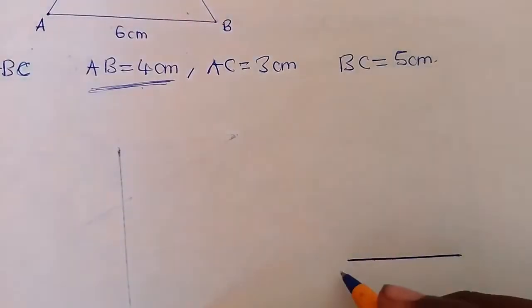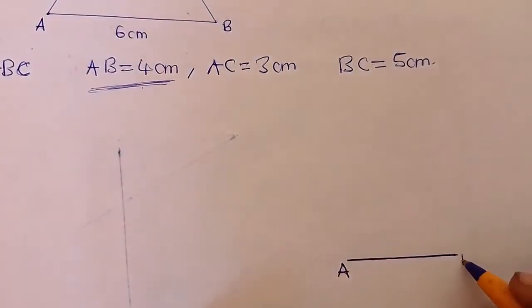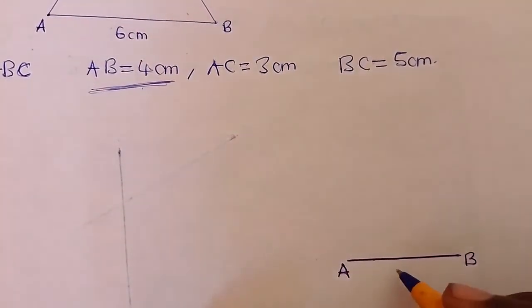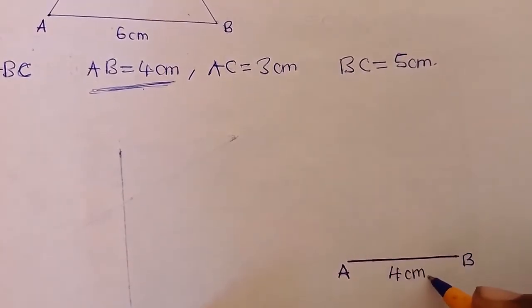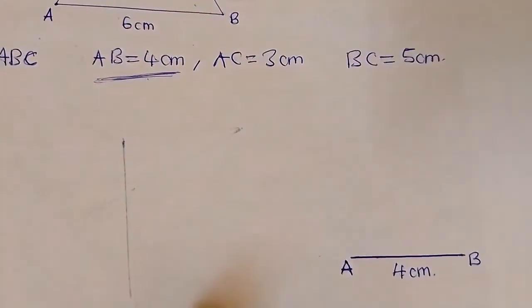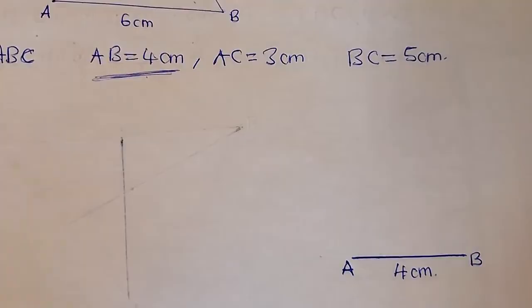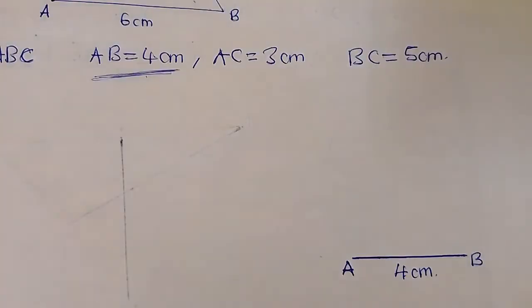So this is my AB. My AB is what? 4 centimeters. So you also measure your own 4 centimeters. I've told you that you are supposed to use a pencil, not a pen. I'm doing this for certain reasons so that you are able to see clearly and follow well. Have you seen? So you do this.